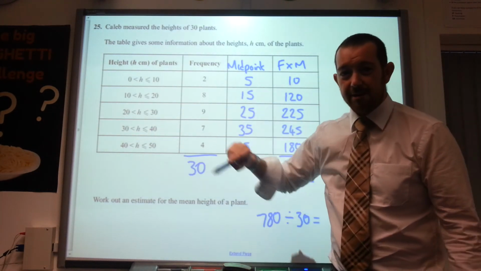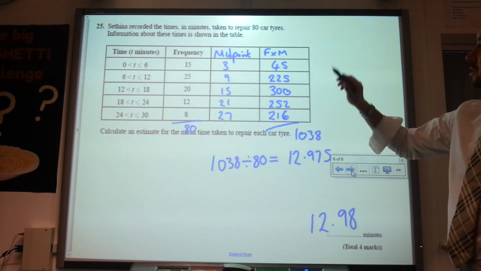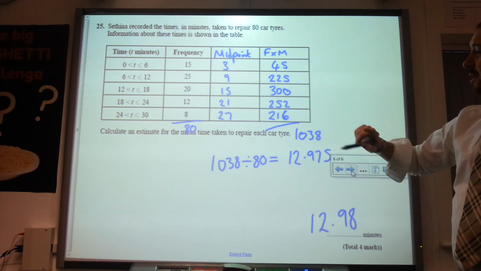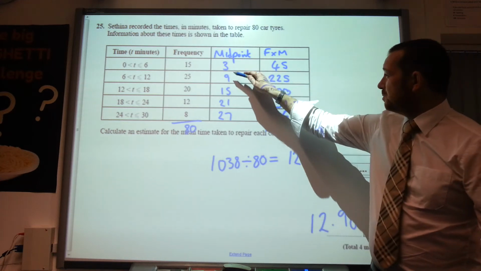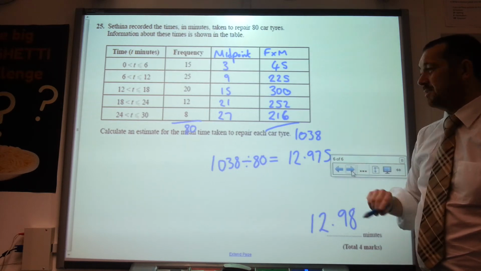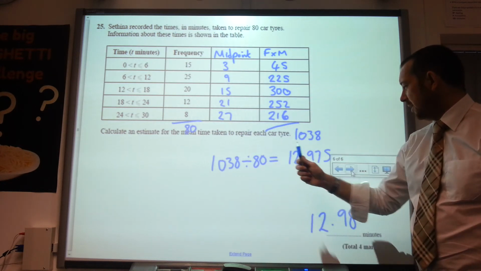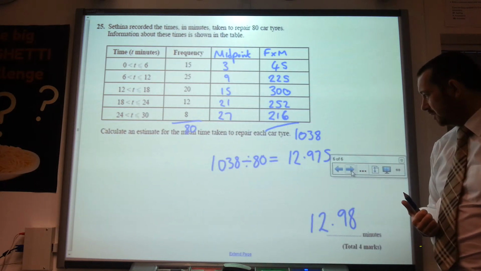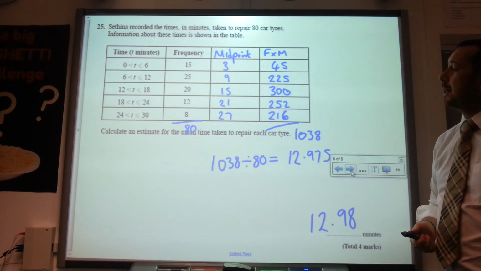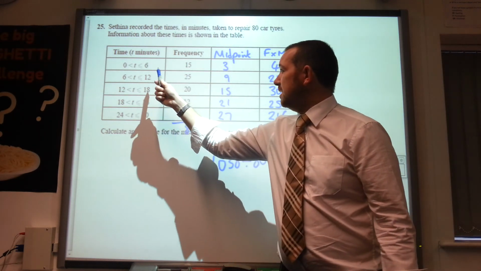Okay, next one then, this one here. So, Sathina recorded the times in minutes taken to repair 80 tyres. Information about these times is shown below. Calculate an estimate for the mean. So again, I've got my midpoints, I've got my frequency times midpoint, added them up to get 1,038. I already knew that was 80 anyway. 1,038 divided by 80 is 12.975. So I've rounded it to 2 decimal places, 12.98. And if you did find the modal group, hopefully you found out that that's the biggest frequency, so the modal time was between 6 and 12 minutes.